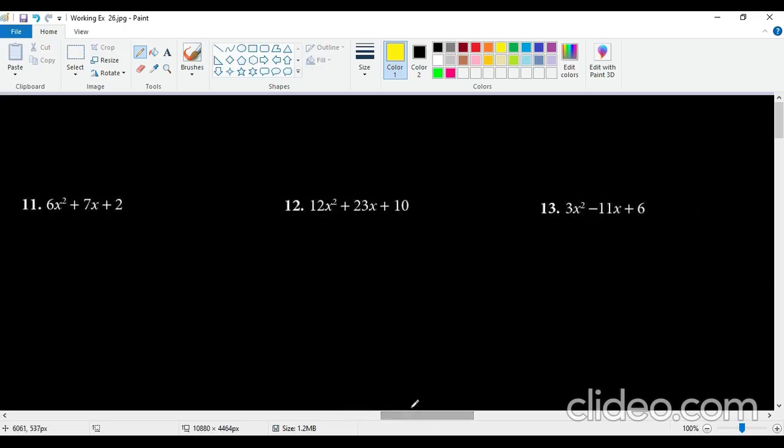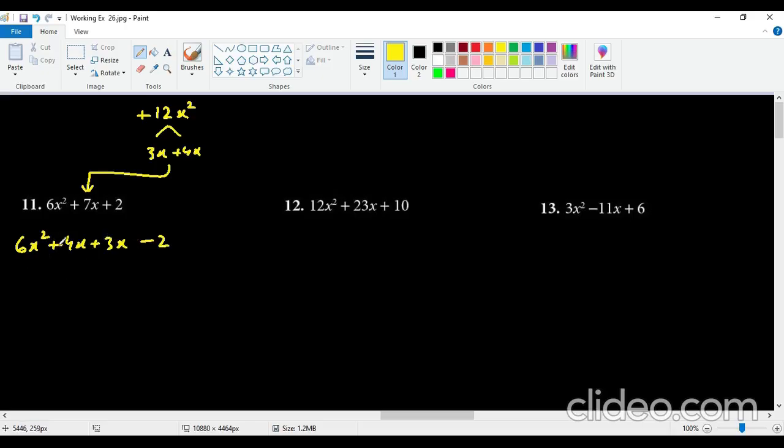In question number 11, I know very well that 6 times 2 is 12x square. We'll split this 12 in such a way that I get 7. So 3x and plus 4x is going to give us a plus 7x. Now 6x square I will write as it is, minus 2 I will write as it is, and I will write plus 4x and plus 3x this way.